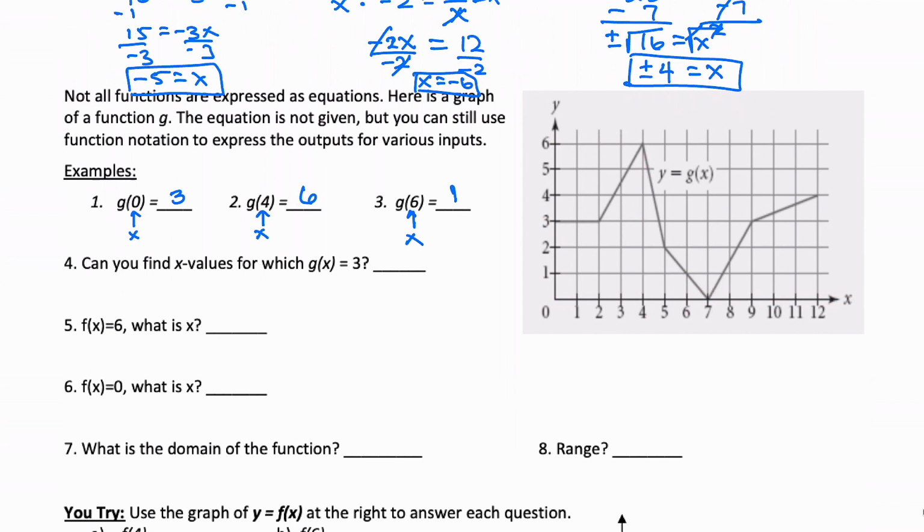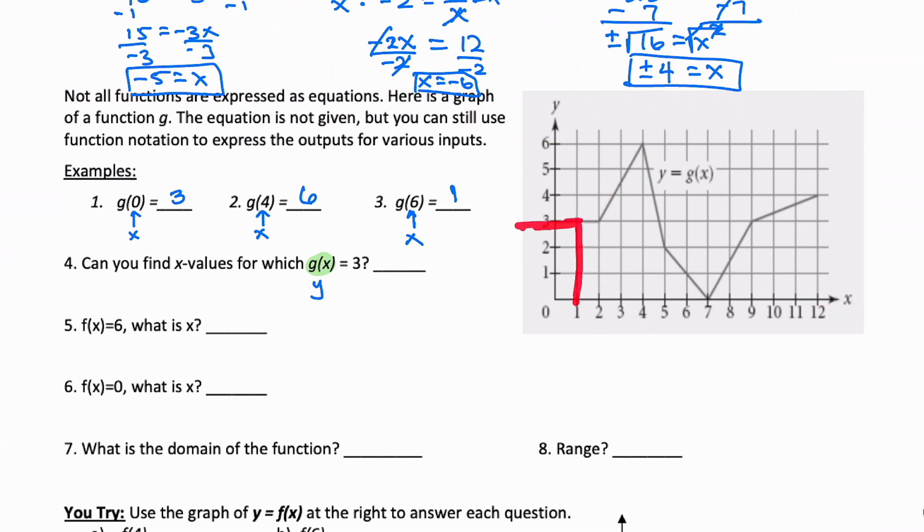Okay, here's a tougher one. Can you find the x values for when g of x is equal to 3? Notice that this time they did not tell you the x values. They gave you the g of x. And if you remember, g of x is the same thing as y. So they're asking you, when does y equal 3? Well, here are your y's, and here's the 3.